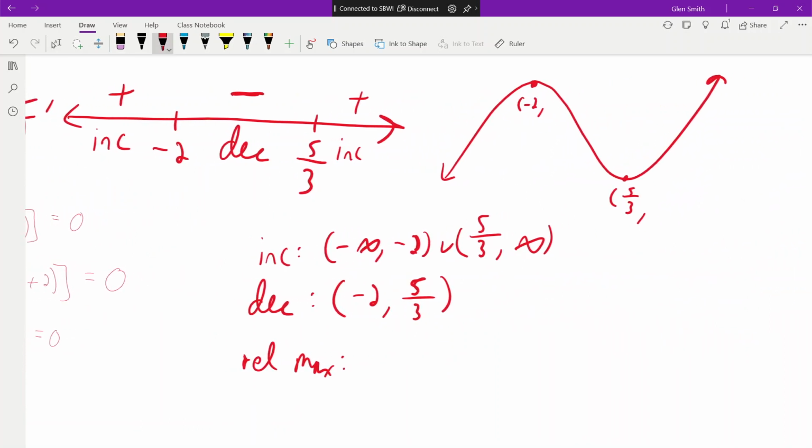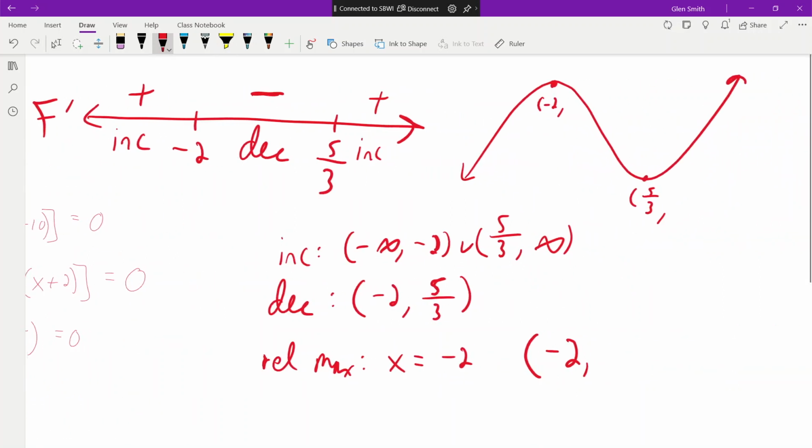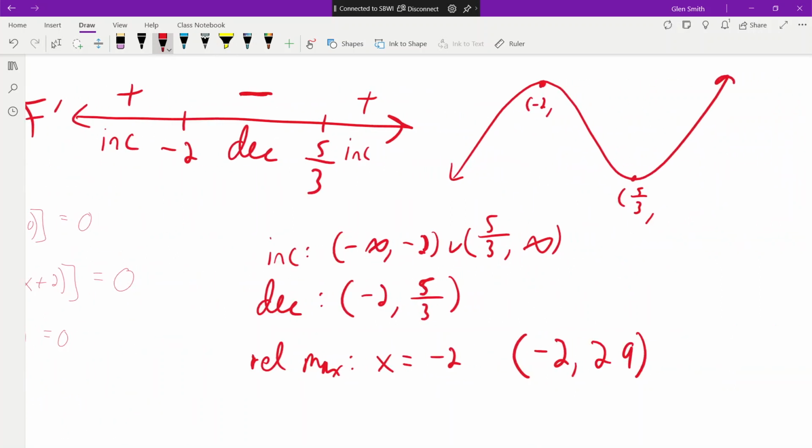But anyway, for the relative max, sometimes they just ask for the x value. That's negative 2. But if you want to find the y value, you have to actually plug it in. So it's negative 2, comma, and you plug negative 2 into here. If you do that, you get negative 16 plus 4 plus 40 plus 1. What's that, 44? Hold on, I confused myself. 45, take away 16. Is that 29? So 29. So that's this point right here.